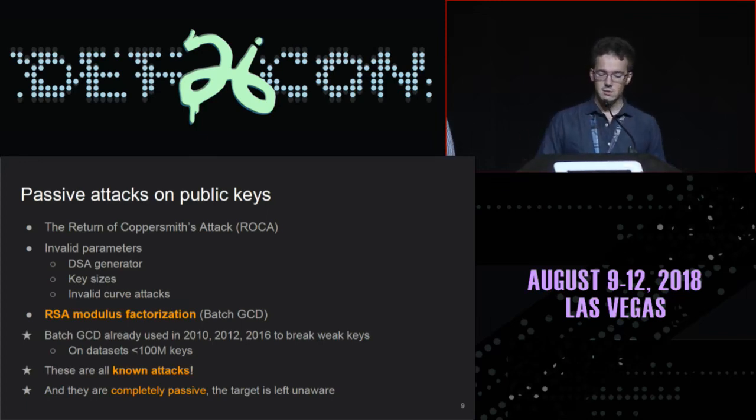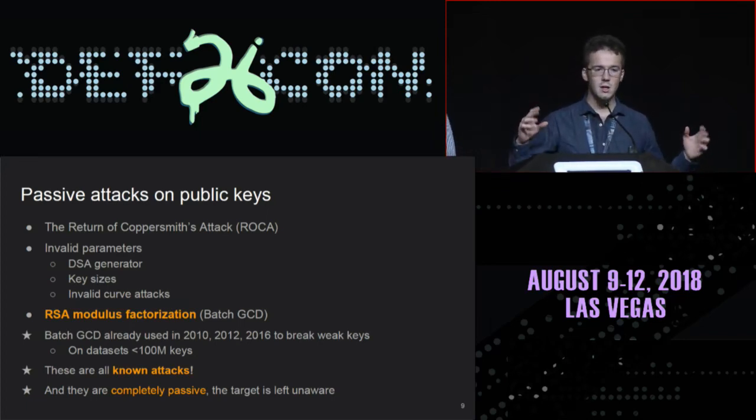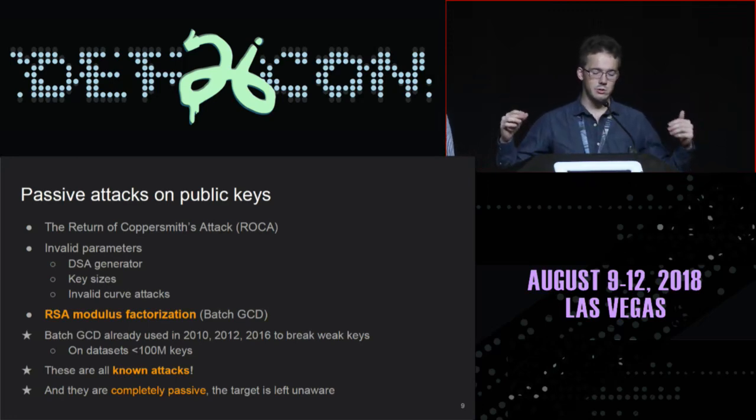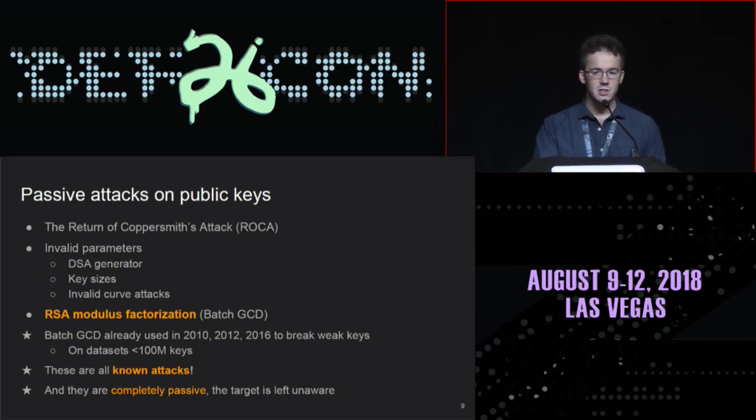So in the end, the one we're really talking about today is RSA modulus factorization at scale. So it means we are doing batch GCD. Batch GCD has actually already been done in the past by academics, but it was done at academic scale, on datasets of maybe 10 million keys, 20 million keys, 80 million keys. We did it at a much larger scale. These are all known attacks. Anybody can do it. And they are completely passive. You won't even know if you are vulnerable to these.